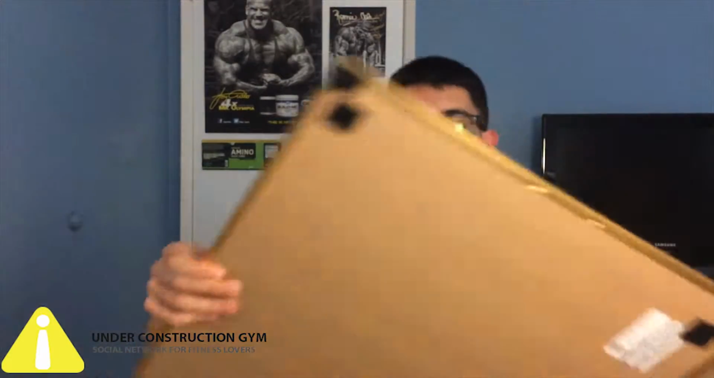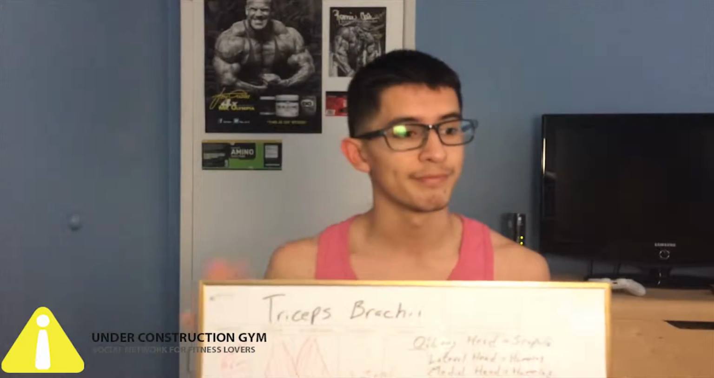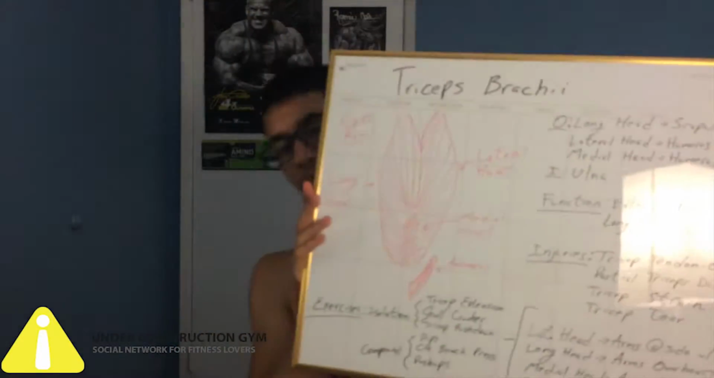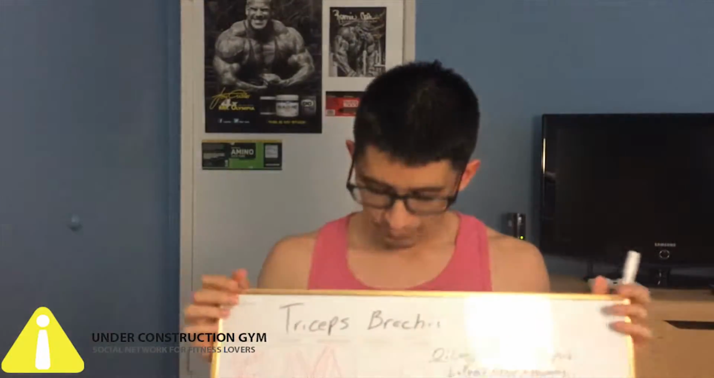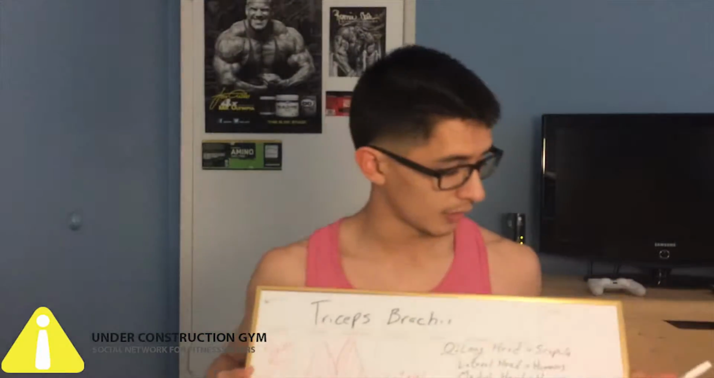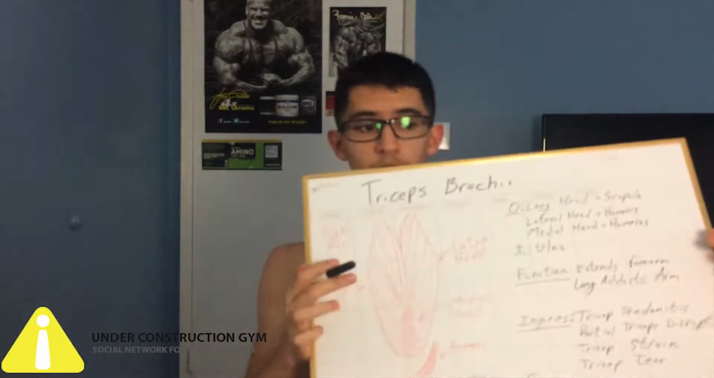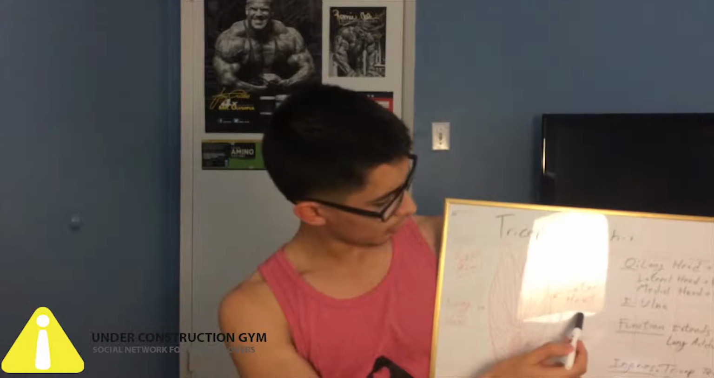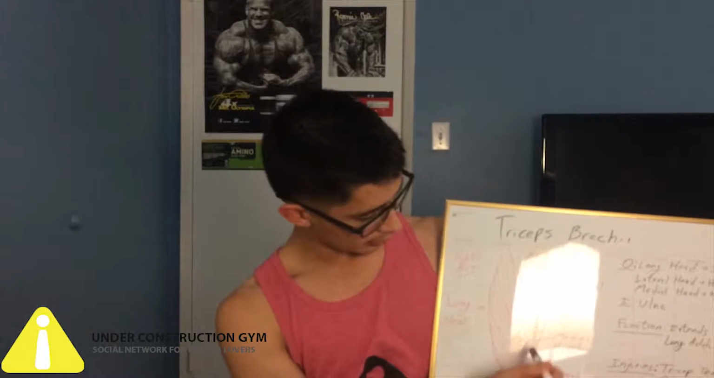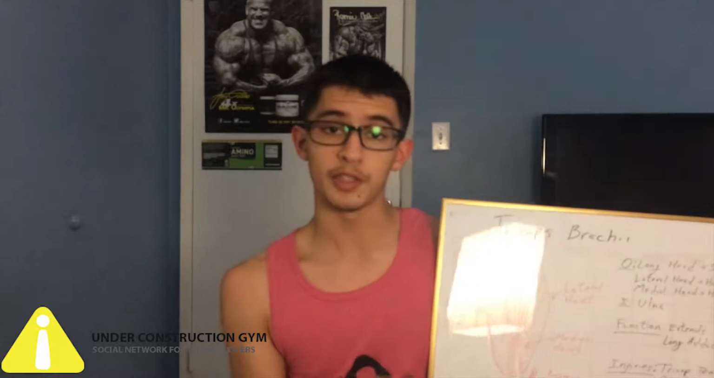So last video I covered the biceps brachii, and now I'm going to cover the triceps brachii. So I have the whiteboard once again, and you can see all of it. Now I'm going to show you what it actually looks like. Triceps brachii at the top. Again, I drew another diagram of the tricep. So we have the lateral head, the long head, the medial head, and the Anconeus muscle.